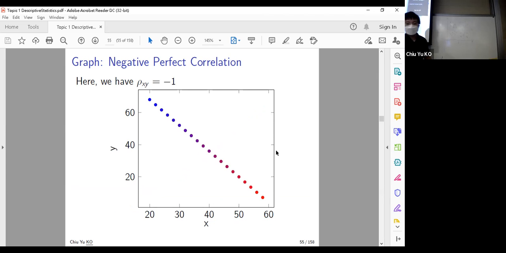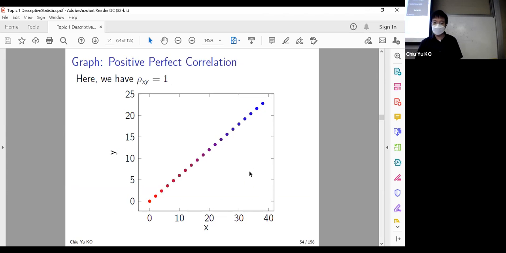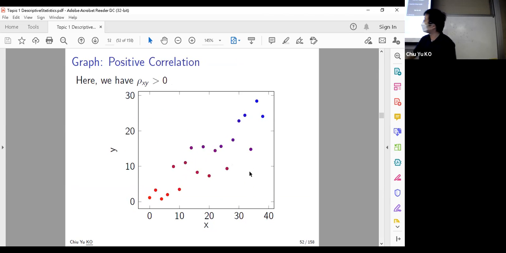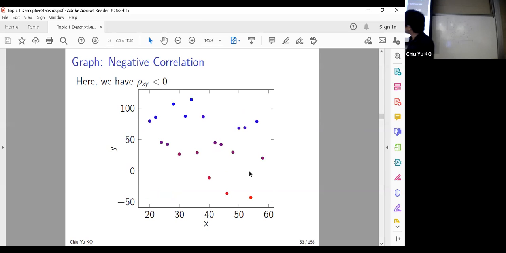If it's somewhat positive, above 0 but below 1, it will be like this. It's a good line there, but the points are not exactly fitting. It'll be bigger than 0 but less than 1. If it looks like this, it will be negative, but not really perfect.